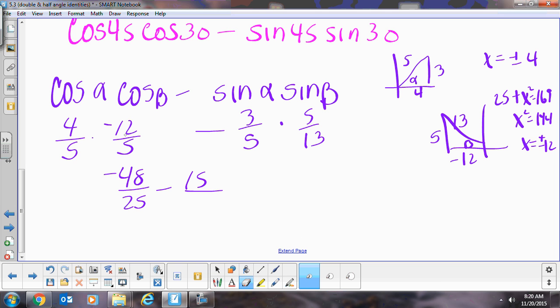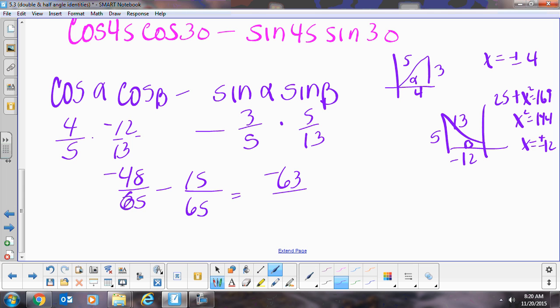This is supposed to be a 13, isn't it? So that's 65. Did you get 48 over 65 minus 15 over 65? 48, 58. How about negative 63 over 65?